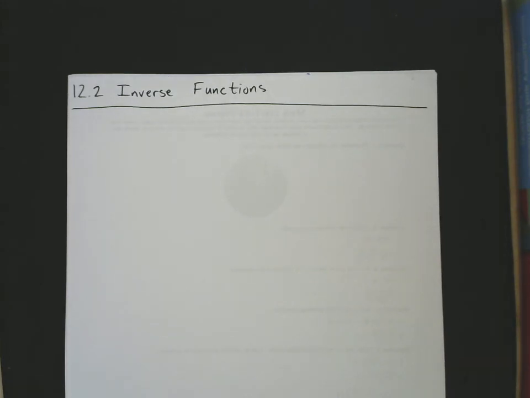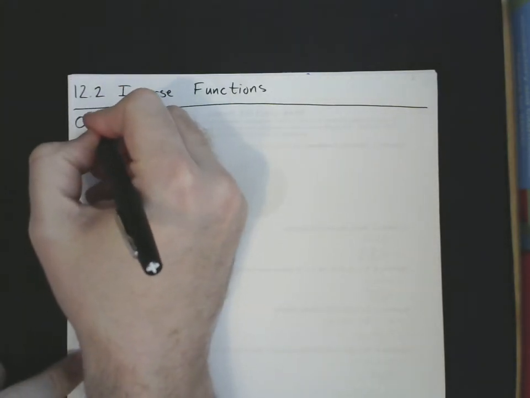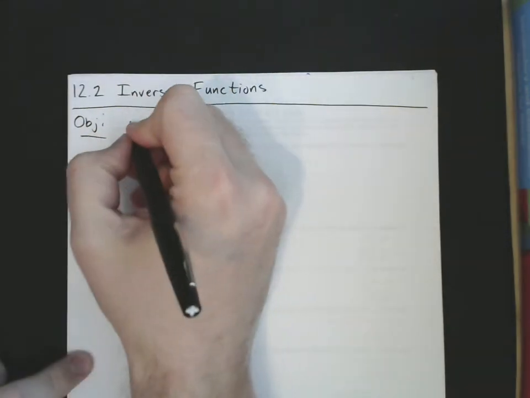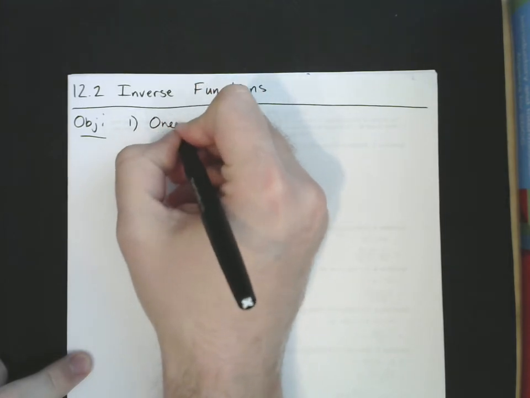Okay, section 12.2 is all about inverse functions. So we have a good amount of stuff to do in this section, 5 things in our objectives list here. Some of them go pretty fast. So the first thing before we get into inverses, we need to define what's called one-to-one functions.